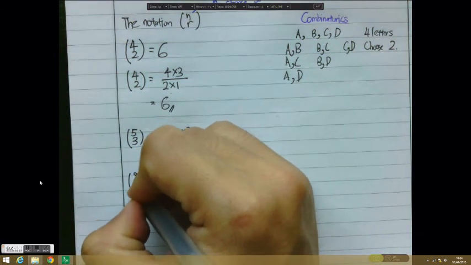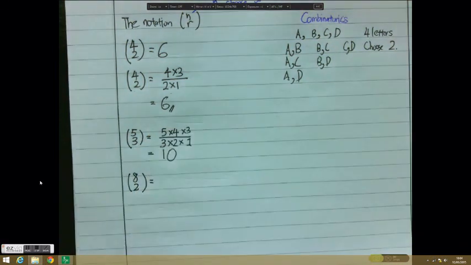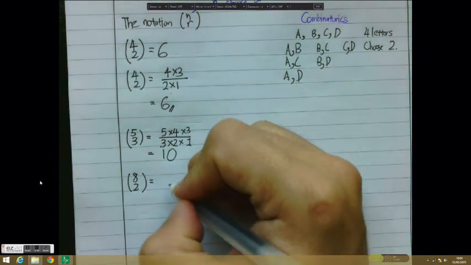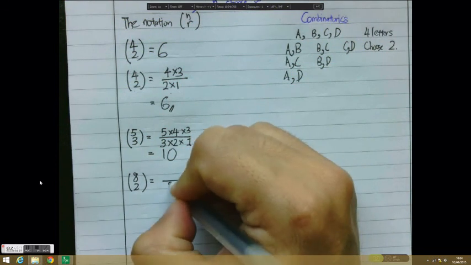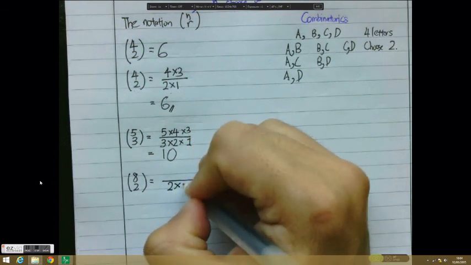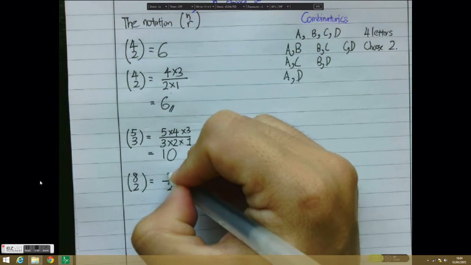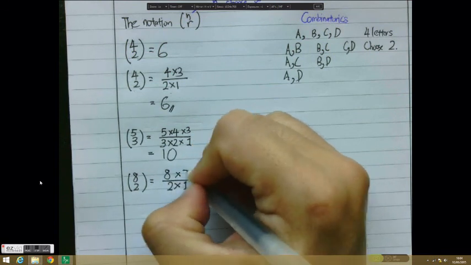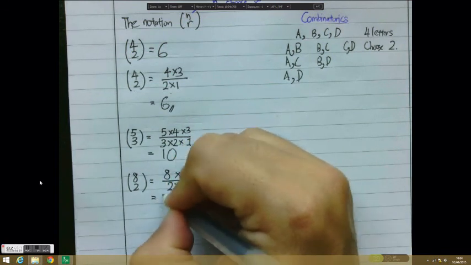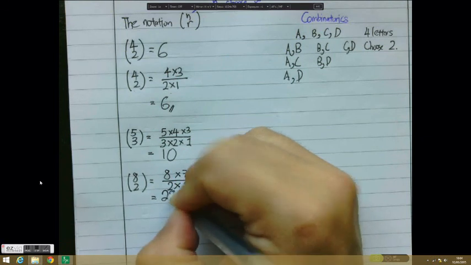I'll give you one more now: 8 choose 2. You try it out on your own. You may pause the video now and try 8 choose 2 before carrying on, to see if you have understood what I'm talking about. At the bottom there'll be 2 factorial, which is 2 by 1. Top is 8 by 7. So I get 28.